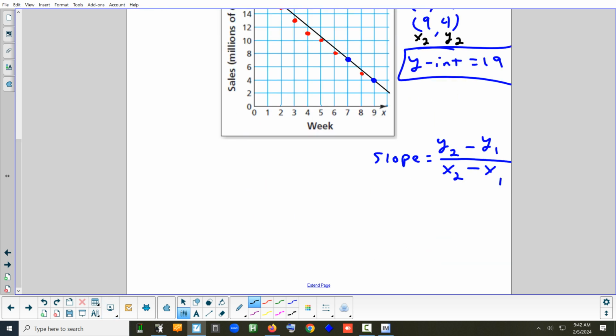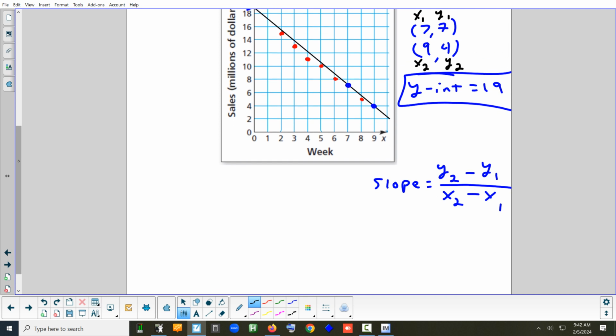Okay, what's y2? 4. So that's going to be 4. What's y1? 7. What's x2? 9. That's 9. And x1 is 7. Okay, what's 4 minus 7? Negative 3. Negative 3, over. And what's 9 minus 7? 3.